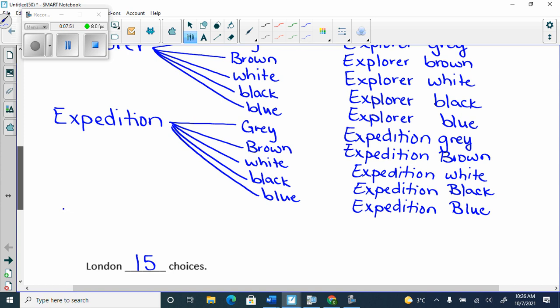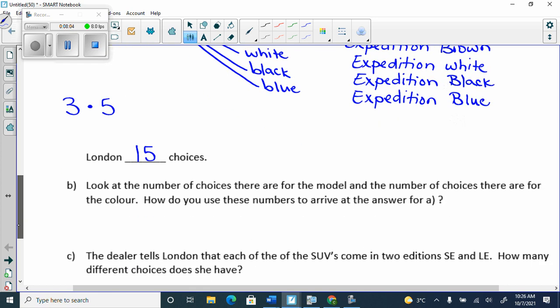3 times 5. And the reason why I can do that is there's 3 models, and each of those models comes with 5 colors. Right? We agree? That's what the fundamental counting principle is. So here it says, look at the number of choices there are for the model and the number of choices there are for the color. How do we use these numbers to arrive at it? We do 3 times 5 because there's 3 model options. There's 5 color options. And that gets me 15 total options.